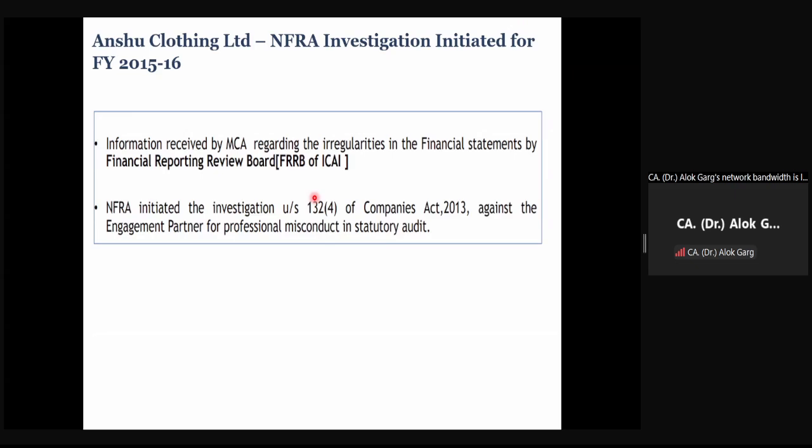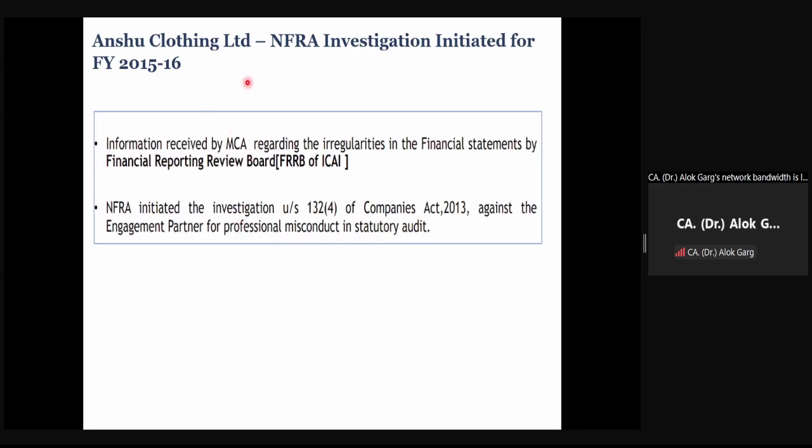They are issuing SOCOs, they are investigating the auditors, right? They are picking the accounts and they're investigating the auditors. And they are also punishing the auditors, not the management, right? So this is what NFRA is doing right now. In case of Anshu Clothing Limited, in the matter of financial year 2015-16, and all these are postmortems, right? Postmortem after 5 years, after 6 years, after 3 years, after 4 years.